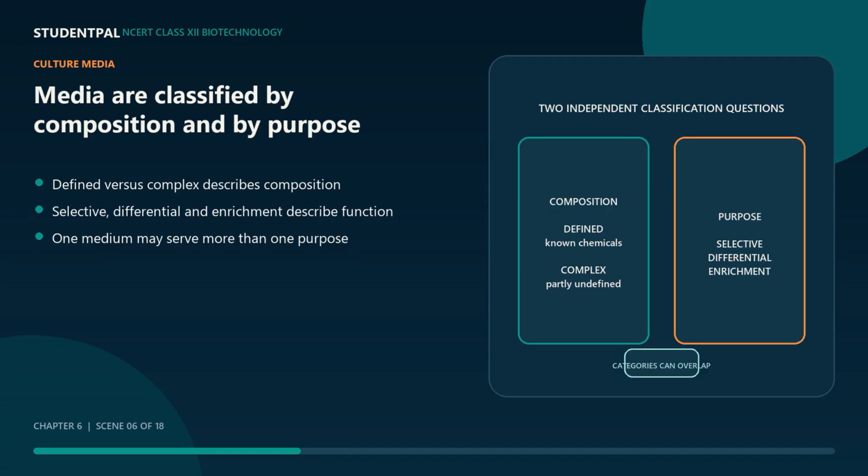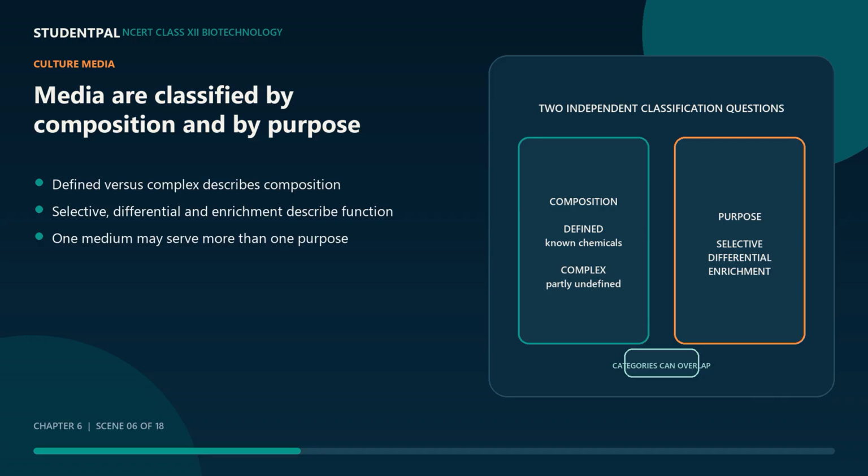Two classification questions must be kept separate. First, what is the chemical composition? A defined or synthetic medium contains specified chemicals in known amounts. A complex medium contains ingredients such as extracts or digests, whose exact molecular composition is not fully defined. Second, what is the purpose?